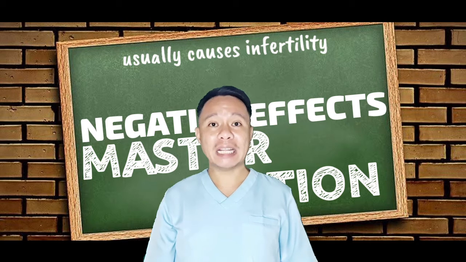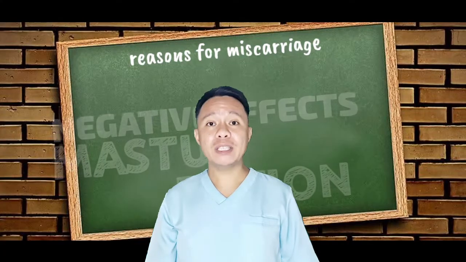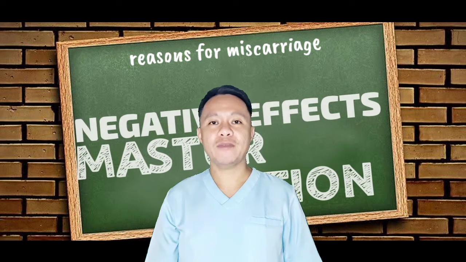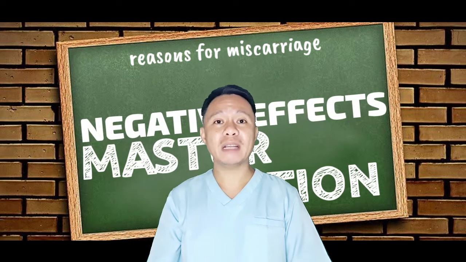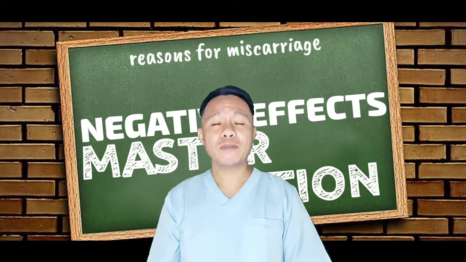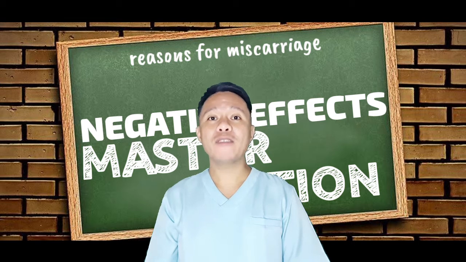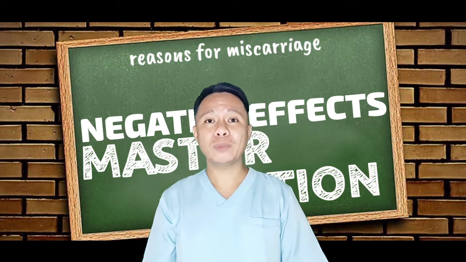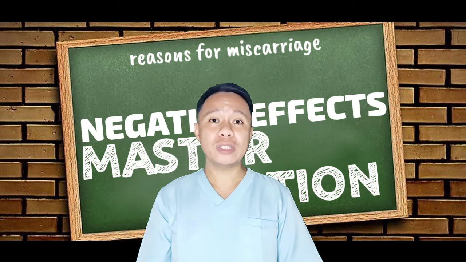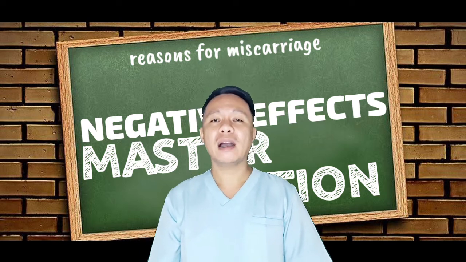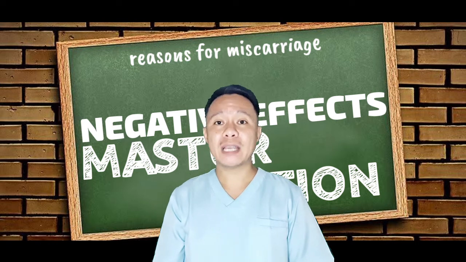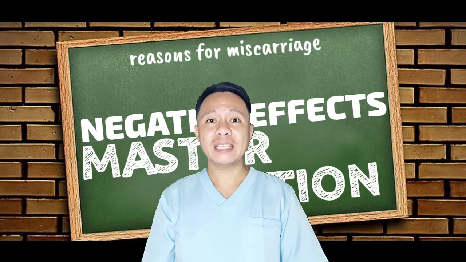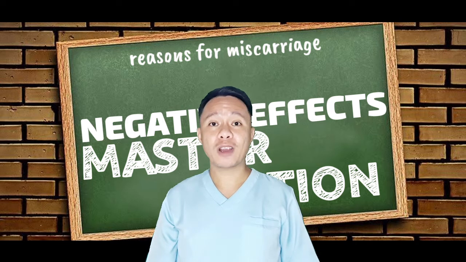Let's now have a letter R. Reasons for miscarriage. Of course, if a woman is already pregnant and she is masturbating, then there is a high risk that she will have a miscarriage. Because of course, there is a possibility that she pokes her uterus, and there is a risk for possible contraction. So therefore, there is a possibility of miscarriage. So that is letter R, reason for miscarriage.